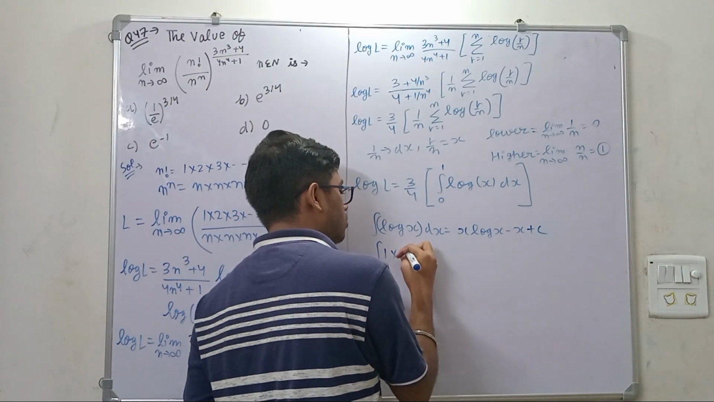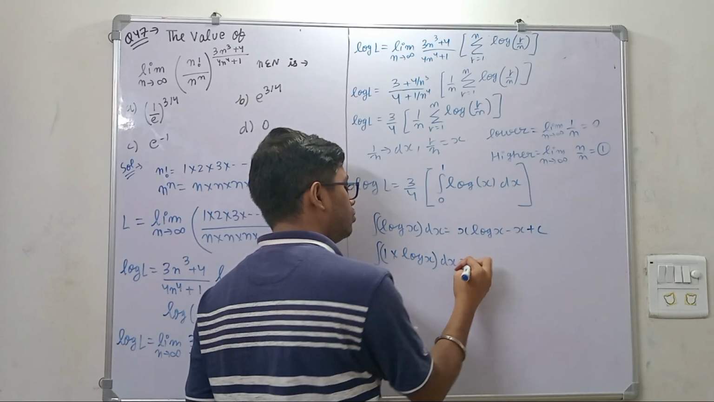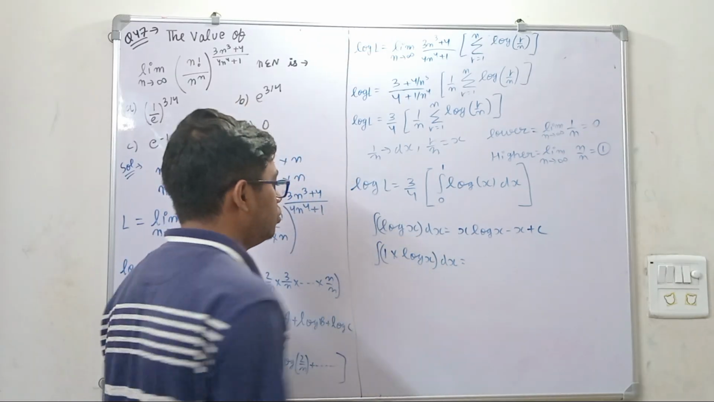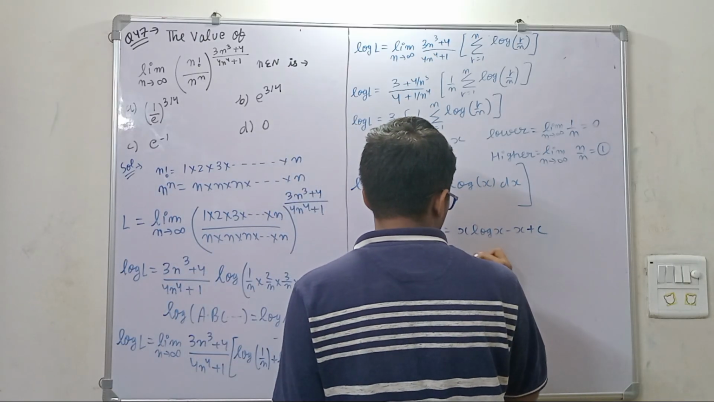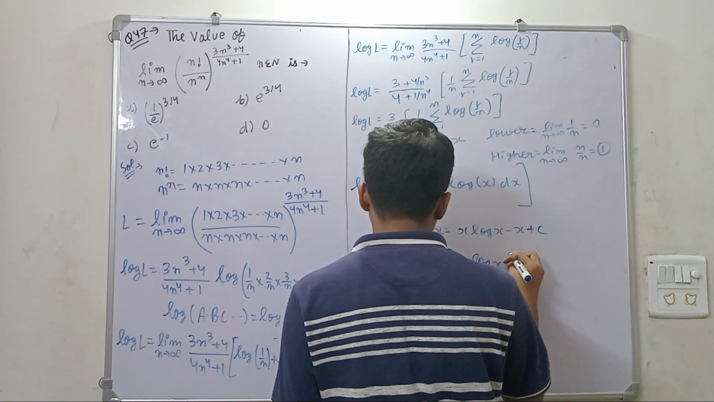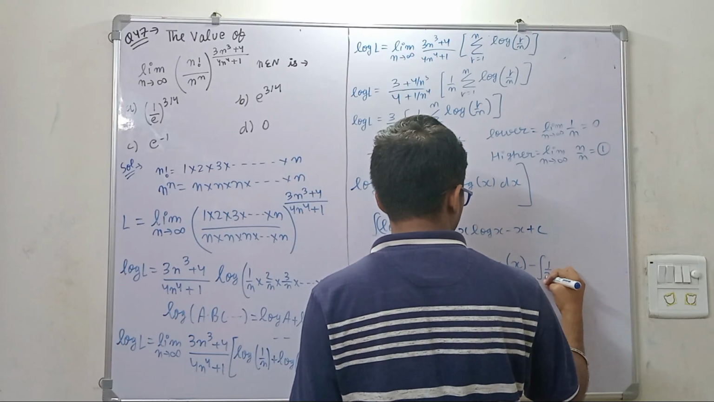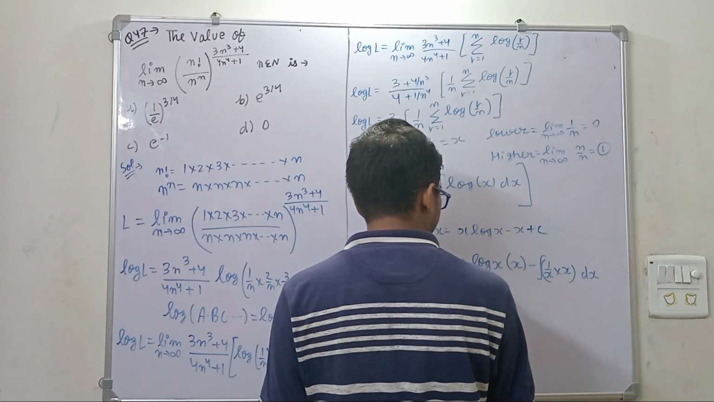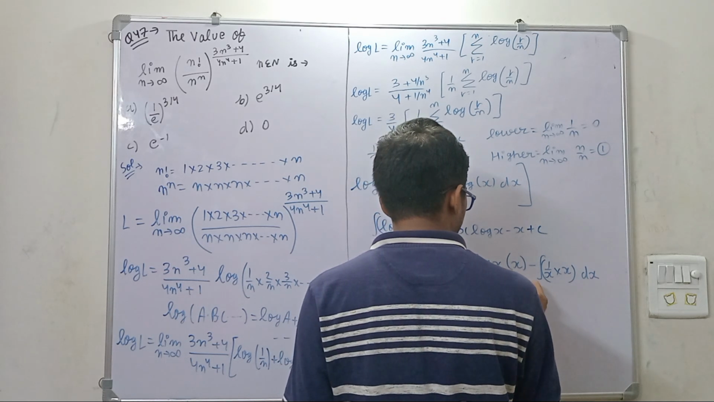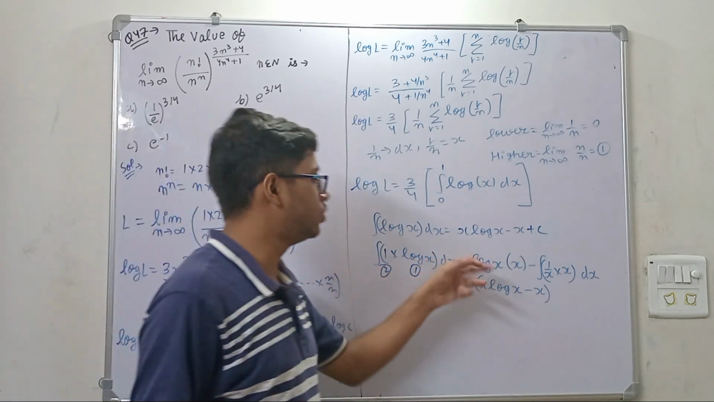Okay, what do you do? 1 into log x. This can be written as this. Now you perform the Euler rule. You take log x as the first function and 1 as the second function: first into the integration of second, minus the integration of differentiation of first into integration of second, and the whole integration. So this will be x log x minus x. So this was the integration for log x. Okay, you have to remember this if you don't go by derivation.